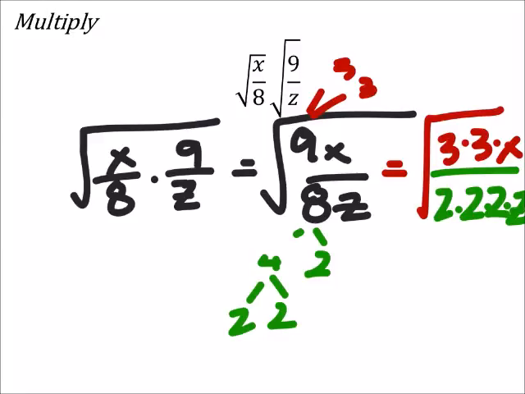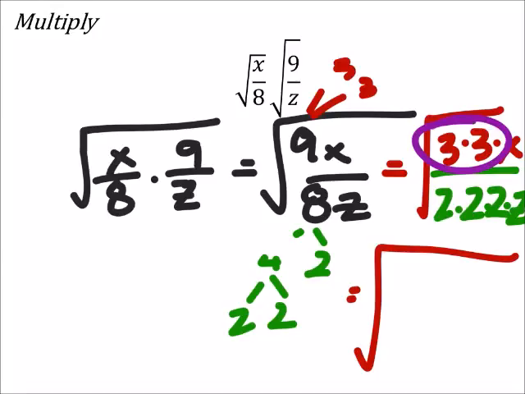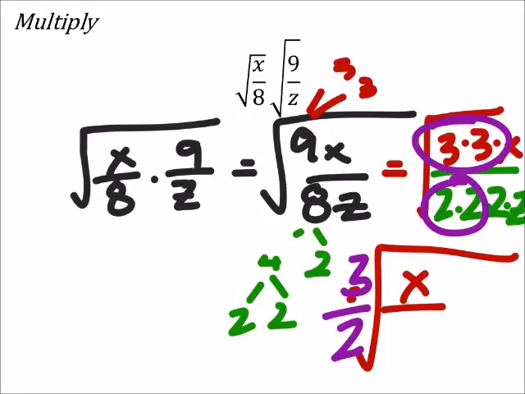So in other words, this is going to equal, I still got the square root, but I had two 3s in the numerator right here, so I can pull that out. And I've got these two 2s, which I can pull out of the denominator like this. So that would give me 3 halves times the square root of, all I have left in the numerator is the x, and in the denominator I still have that 2z.